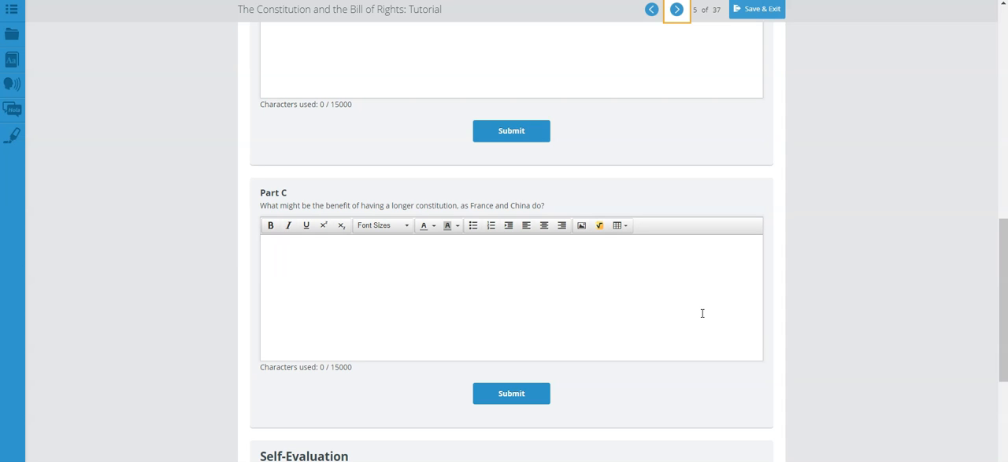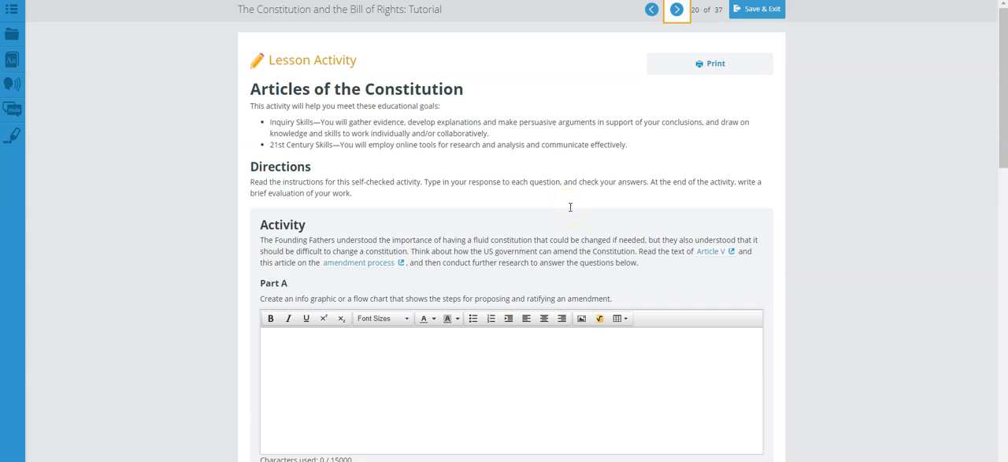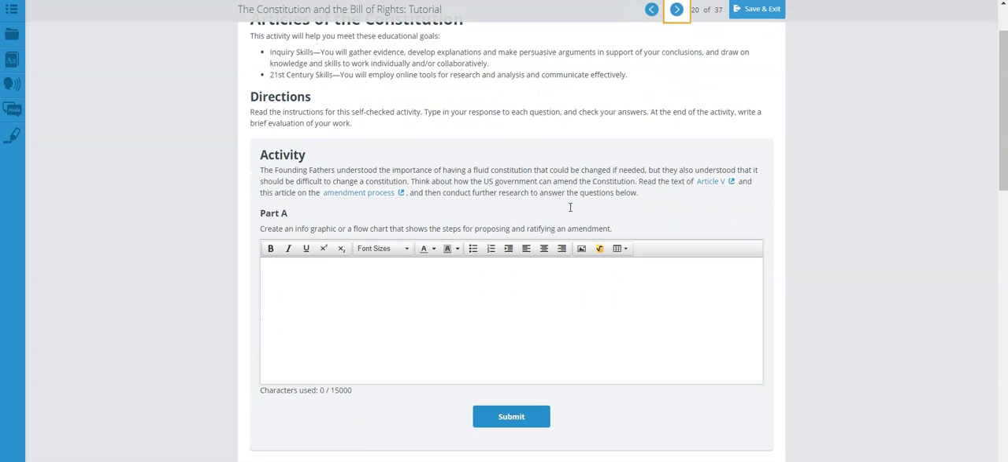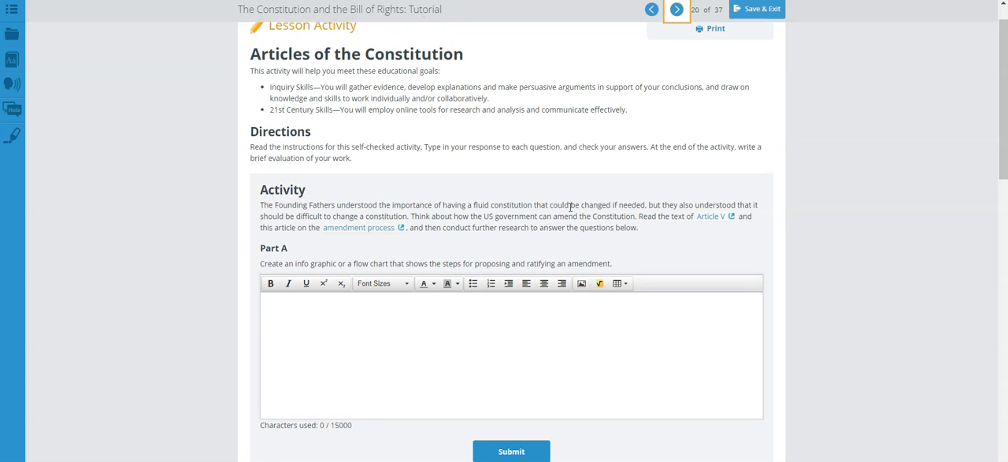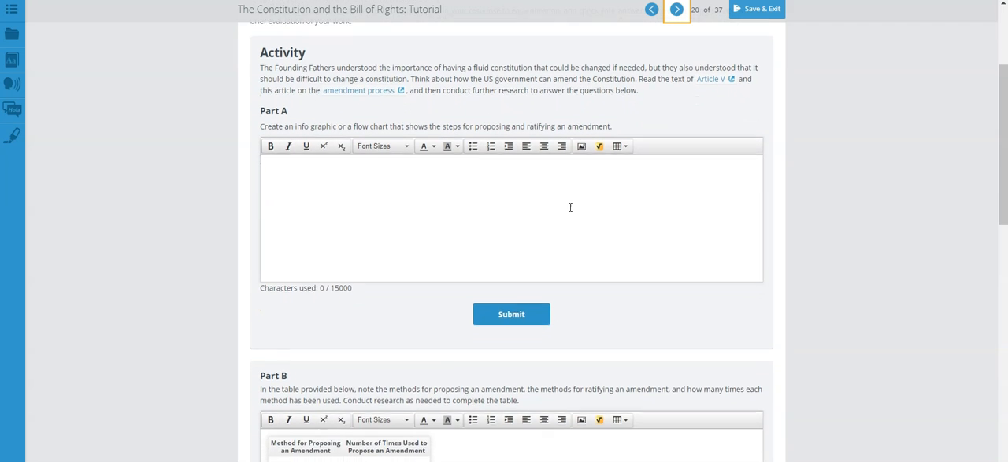Now, let's move on to the next activity. We are now on page 20 of the Constitution and Bill of Rights tutorial, and like previous other activities, you also have to answer questions. Remember that your answers should be in a paragraph format and should be at least a solid paragraph each time you provide an answer. And let's just read, in this case, this lesson activity, article of the Constitution, and we're going to look at the activity information here.